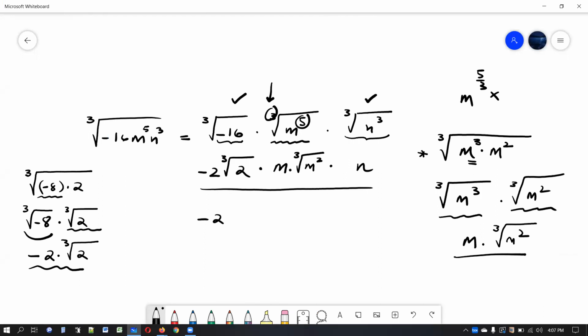So minus 2 goes first, m, n, and the radical with the index last. So this is inside, and this is inside. And this is your final answer for the problem.